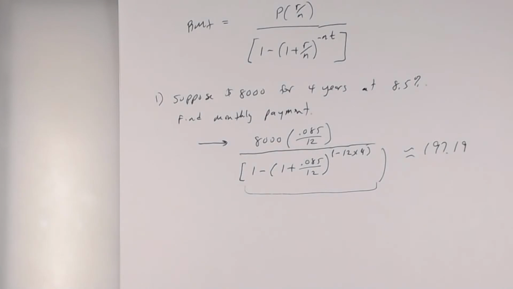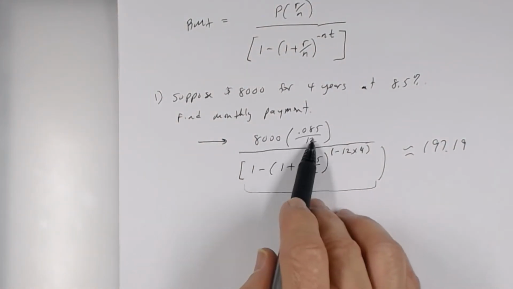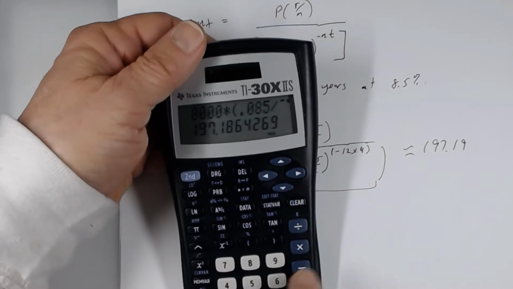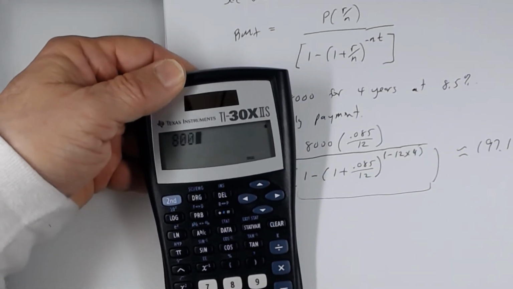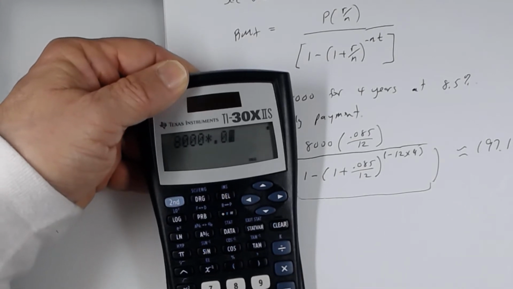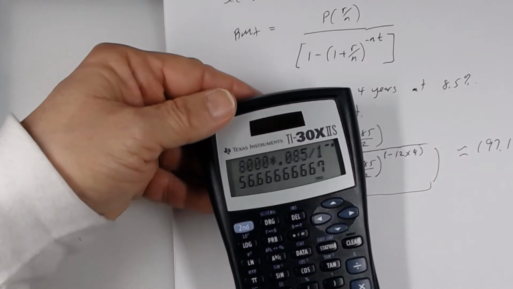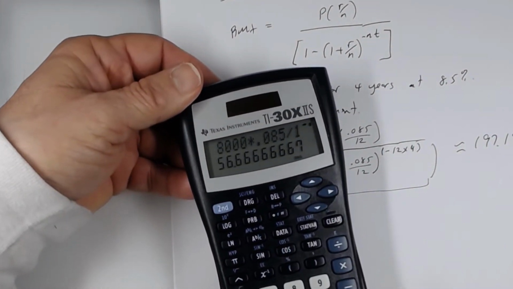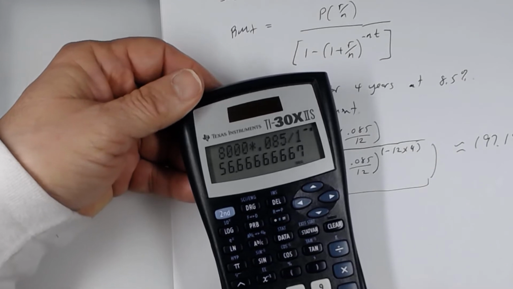So let's suppose, and depending on the calculator you have, you may need to do it this way. Let's go ahead and figure out the numerator first. In the numerator, you have 8,000 times 0.085 divided by 12, and press equal. Do y'all agree that this is my numerator? All of you got this as a numerator, right? Yes or no? Yes. Okay.